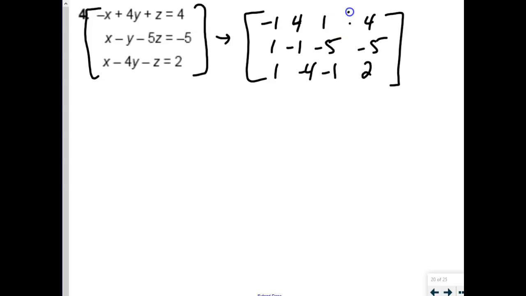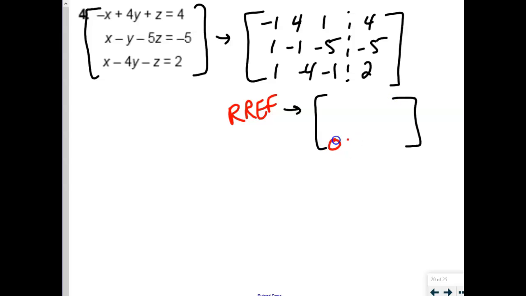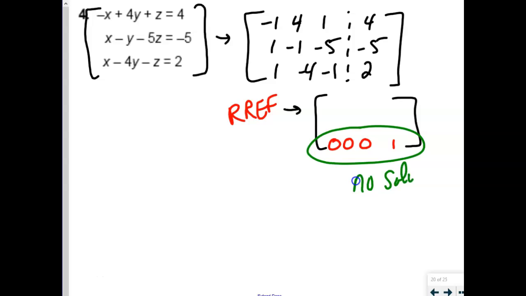After I perform the magic RREF, which I don't really do anything but type, my calculator comes out to, I'm not even going to write down the first 2 rows. The last row comes out to this, 0, 0, 0, 1. What does this tell you? This is a no solution.